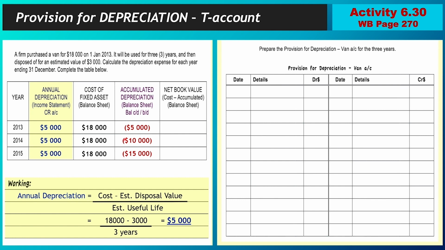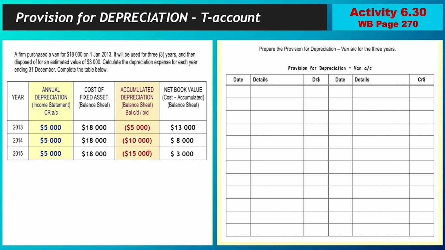So there we have our accumulated, and therefore we can work out our net book value, which as usual is your cost minus your accumulated depreciation. So 18 minus 5 will give you 13,000 net book value. 18 minus 10,000 will give you 8,000 net book value, and 18,000 minus 15,000 will give you 3,000 net book value. So that is it for your table. You guys should be doing that really quickly now because it's the same calculations over and over.